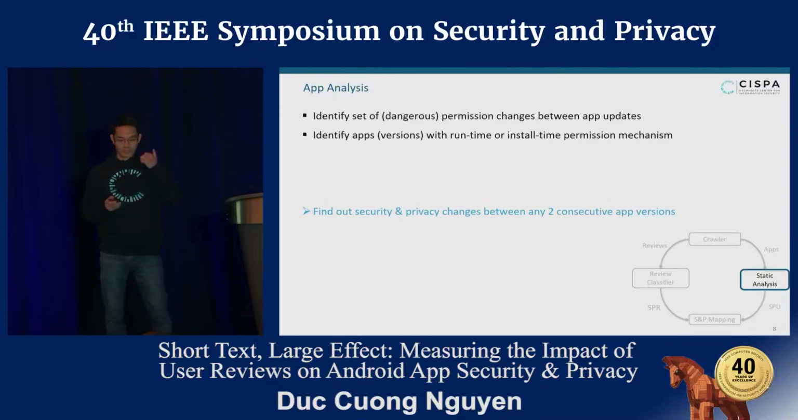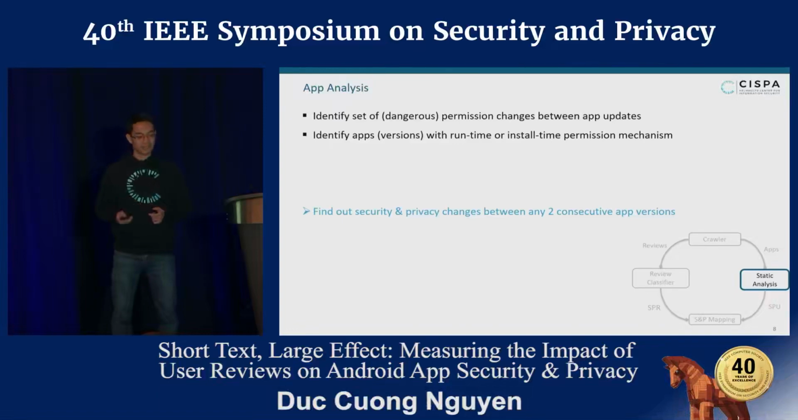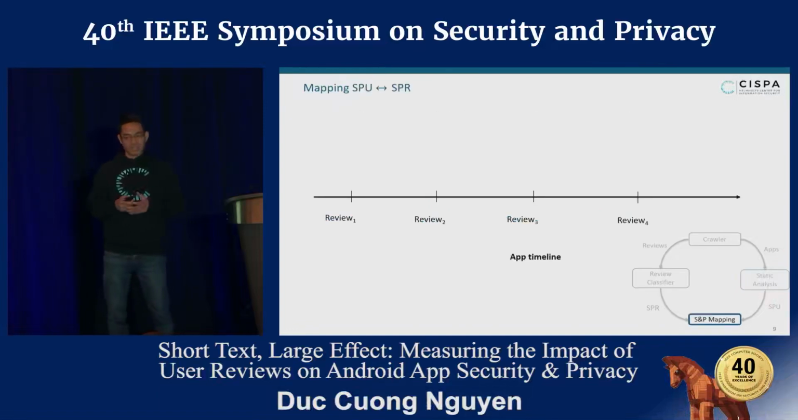So now we have a review classifier and static app analysis. The final step in our approach is to map SPU, the security and privacy related updates, to SPR, which is the security and privacy related review. Let's assume that we have an app, and this graph depicts the app timeline, and for clarity, we only have 4 reviews. And let's assume that for the second review, our classifier has detected that this is indeed a security and privacy related review.